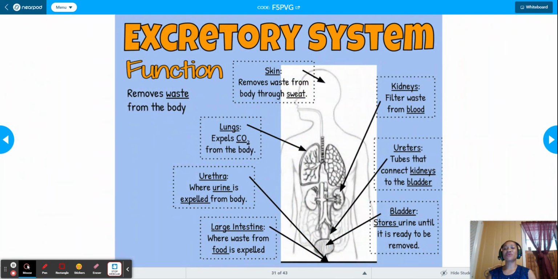And our excretory system: excrete means to get rid of, to pass, to remove waste. That's the function of the excretory system. It removes waste from the body. Our skin is the largest organ of the body, and it helps to remove waste from our body through sweat.